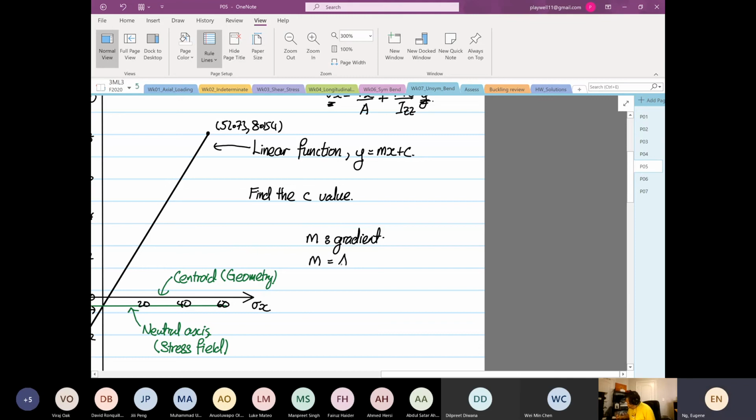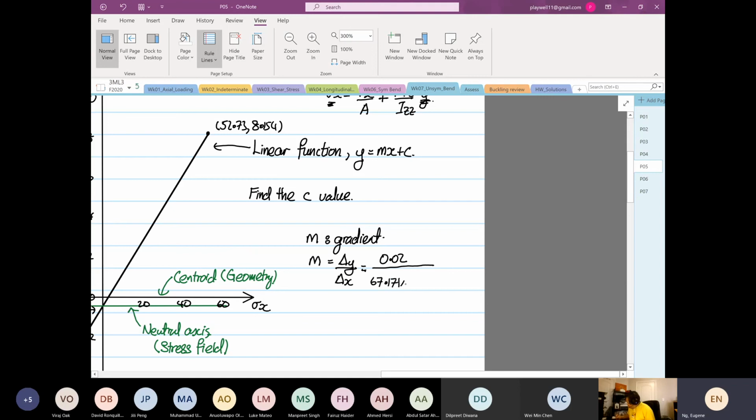So m is equal to the change in y over the change in x. Right, so we can calculate the change in y. The change in y is 0.02, that's the entire height, and the change in x is the entire stress field, from maximum to minimum.